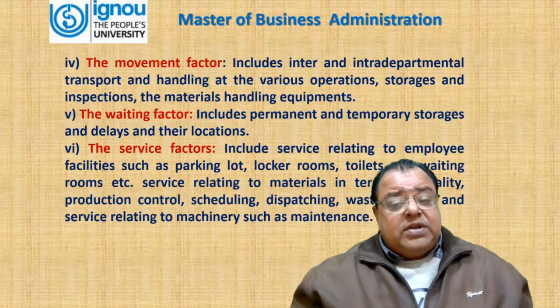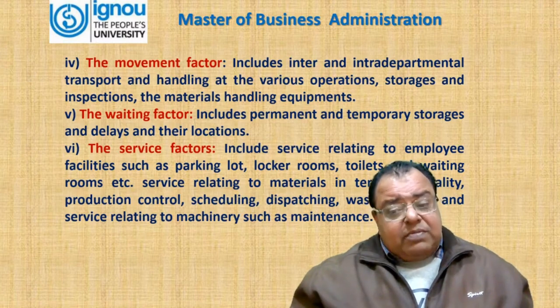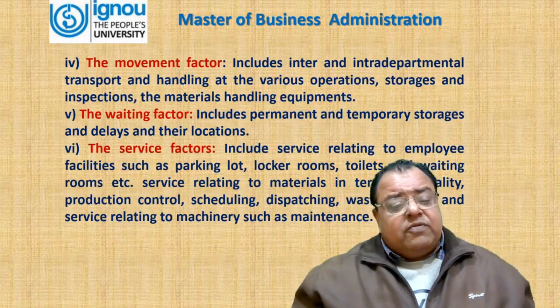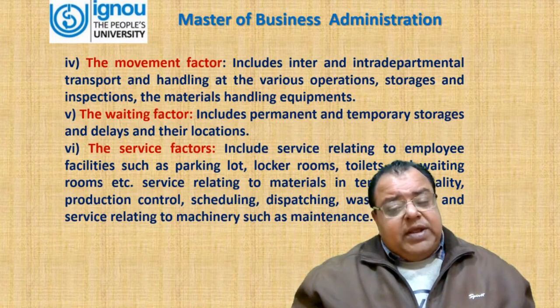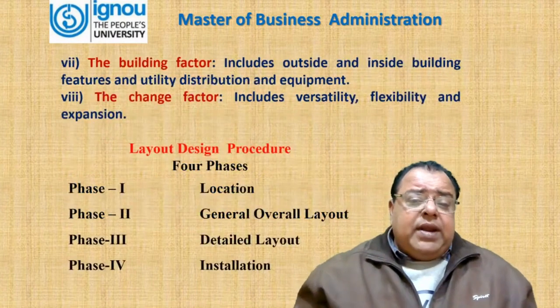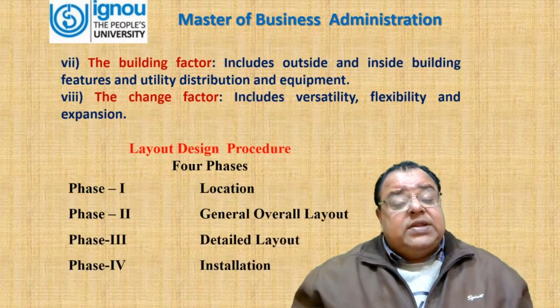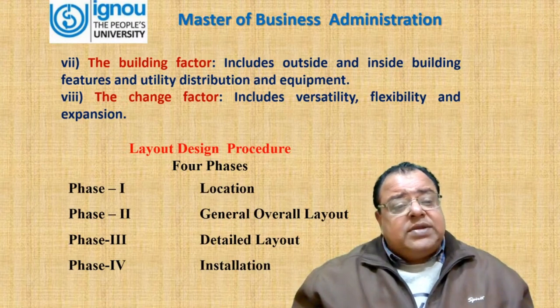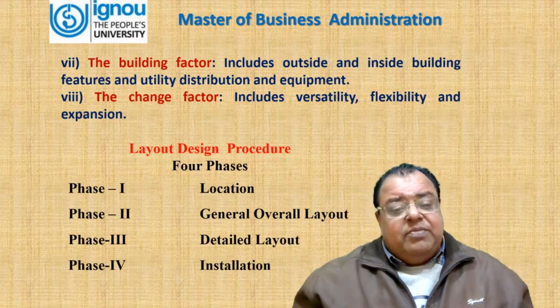Next one is service factor, which includes service relating to employee facilities such as parking lot, locker room, toilet, and waiting room, etc. Service relating to material in terms of quality, production control, scheduling, dispatching, waste control, and service related to machinery such as maintenance. All these factors are to be considered. The building factor includes outside and inside building features and utility distribution and equipment. The next one is the change factor, which includes versatility, flexibility, and expansion.